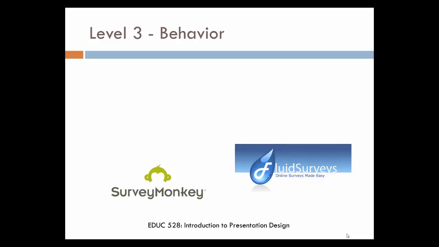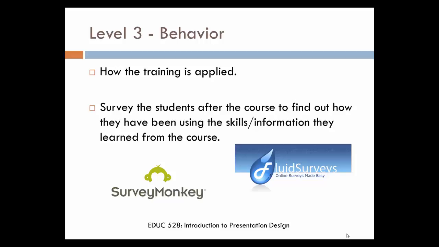Level 3 is behavior. This is really how your students are applying the training, the learning, the education, the content. You could ask your participants a simple survey question like, how have you been using the things you learned in this course? Has this information been able to help you in your job? What specific steps can be taken to continue to improve the skills and knowledge that you've learned in the training and programs? You could also use the self reports of the participants.